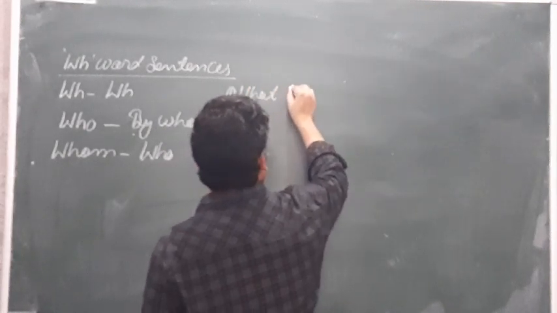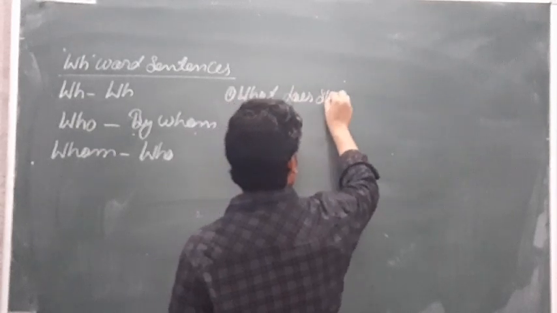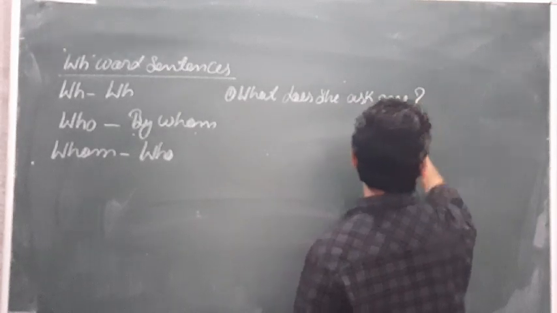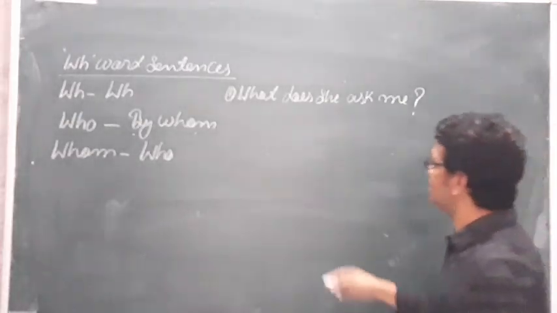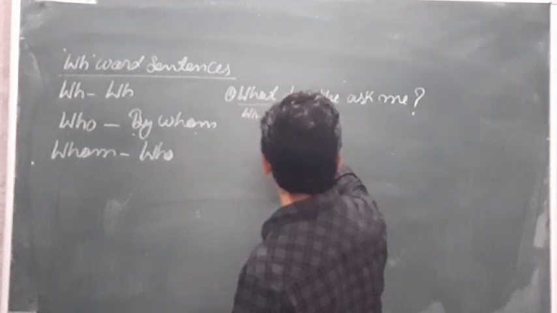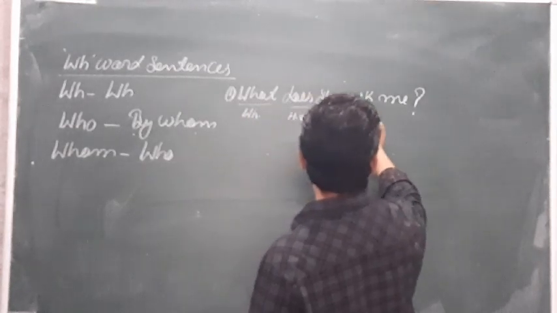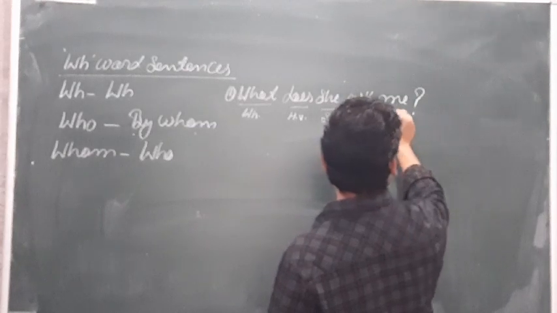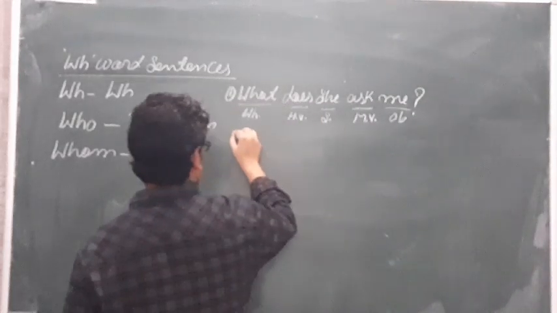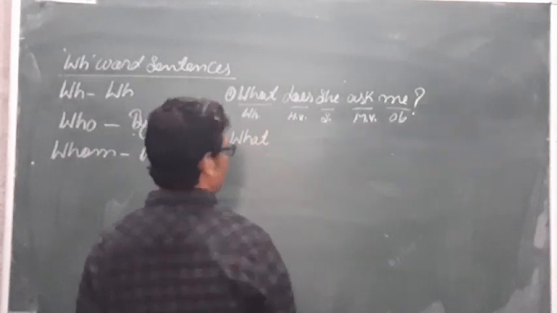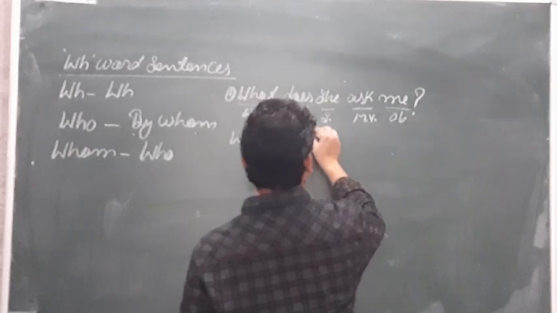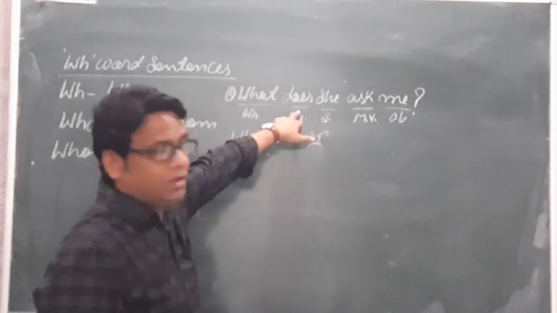What does she ask me? Here we can see that the given sentence contains a WH word, now helping verb, now subject, main verb and object. So first of all we'll keep the WH word as it is. Now this is the object and the object will change into subject: I.